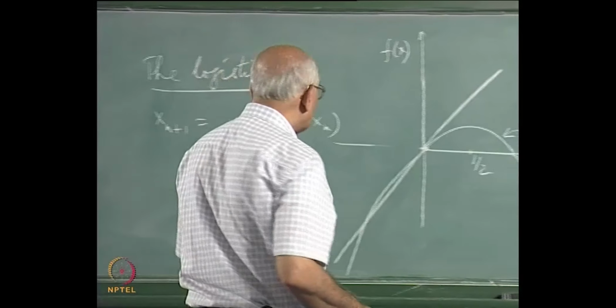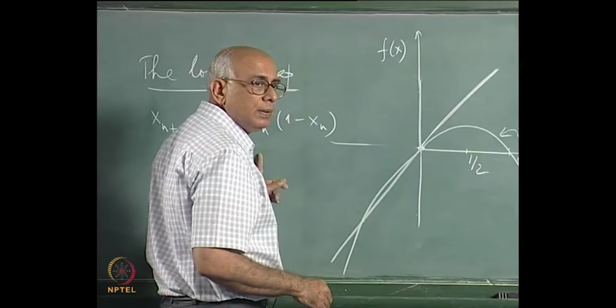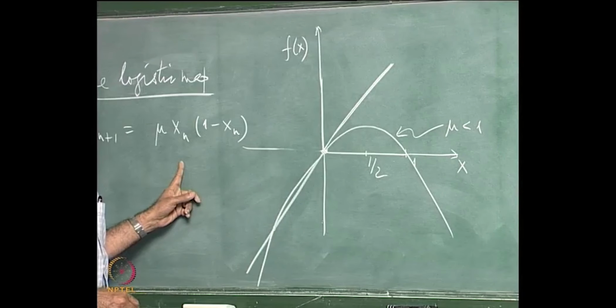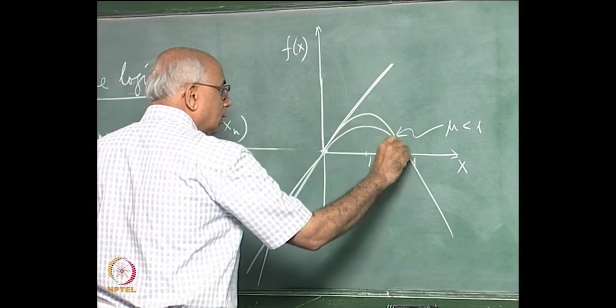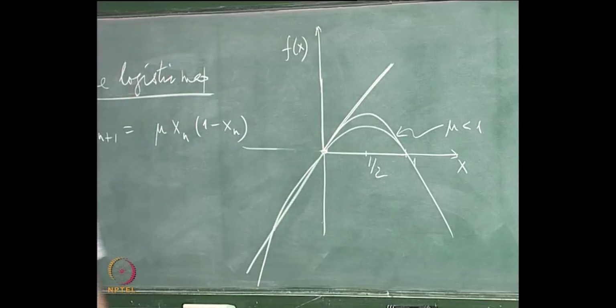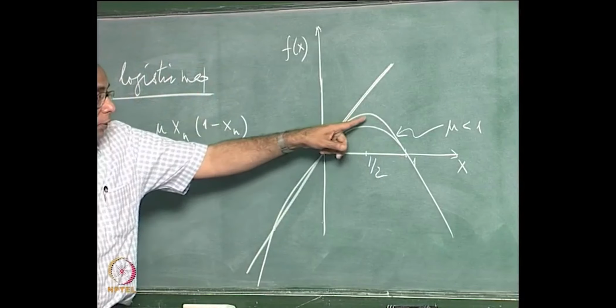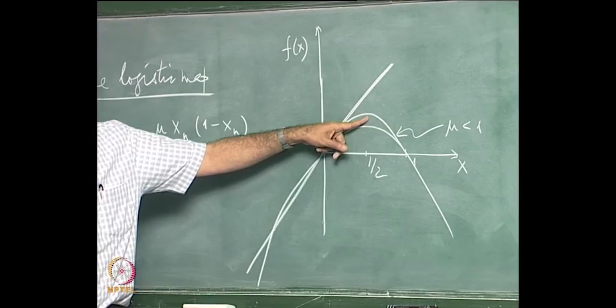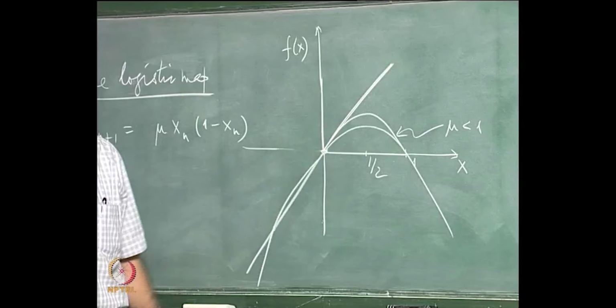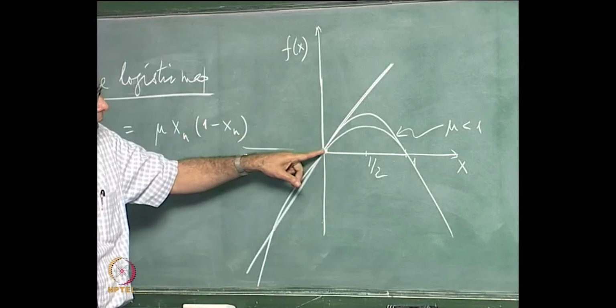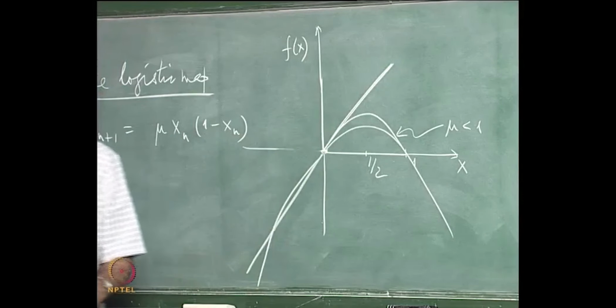At mu exactly equal to 1, this fixed point becomes tangential in this fashion. I have drawn this badly. This value is actually 1/4, because that is the maximum value of x times (1 minus x) between 0 and a half. So it is not drawn to scale, but this fixed point becomes marginally stable at mu equal to 1.